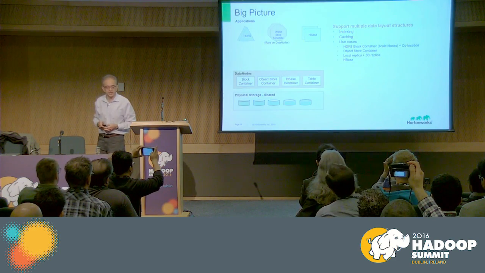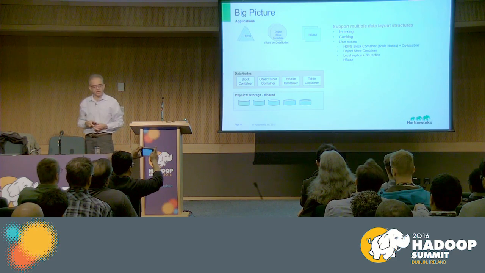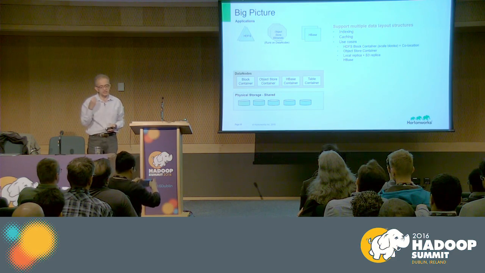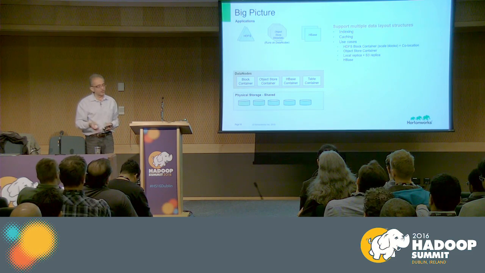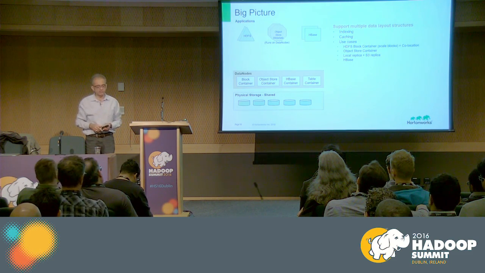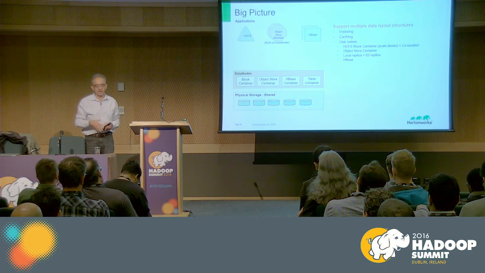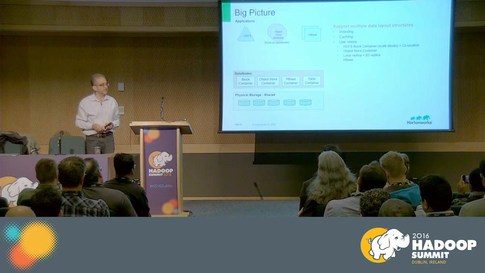So this is how the picture looks. What I have on the bottom is the data nodes. And what I've done in the data nodes is I've got different kinds of containers. Containers storing blocks for HDFS. Containers storing objects for an object store. And so I've got an object store on the top. I've got HDFS on the top, maybe multiple volumes of them for different tenants. Might provide specialized HBase containers, table containers, etc.